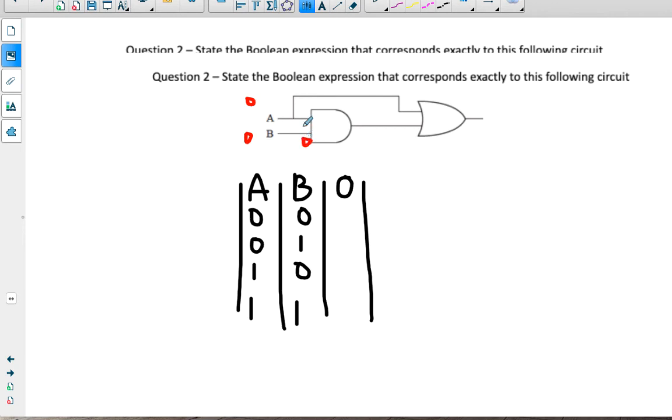So 0 and 0 into the AND gate evaluates as 0, as it does through the OR gate. So our output is 0. Now if we put 0 into A and 1 into B, once it goes through the AND gate, it still evaluates as 0. And through the OR gate is 0. So again, we get a 0.